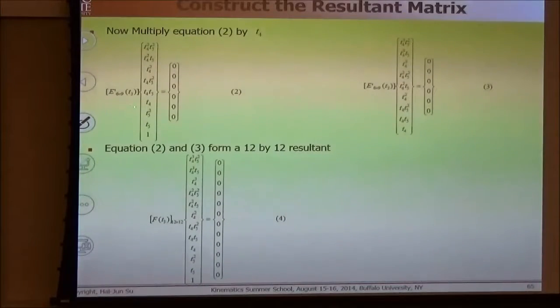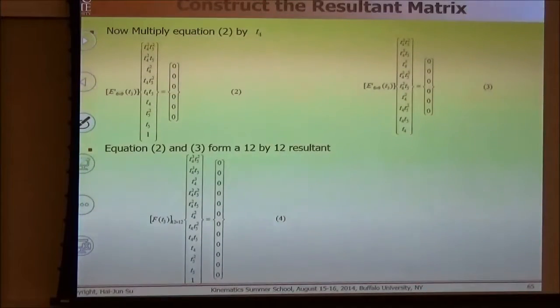When you multiply, you actually introduce more monomials to the system. So that's why you have extra polynomials. But here, the union of these two sets gives you exactly 12 monomials. So you obtain a 12 by 12 matrix in this form. So you get a resultant matrix, a square resultant matrix.